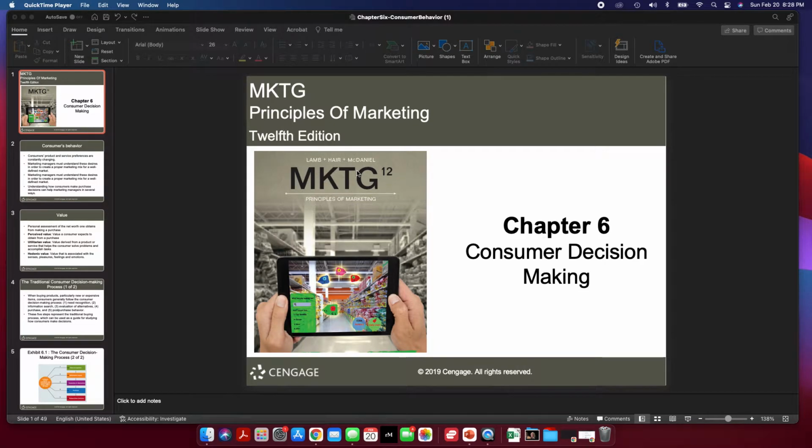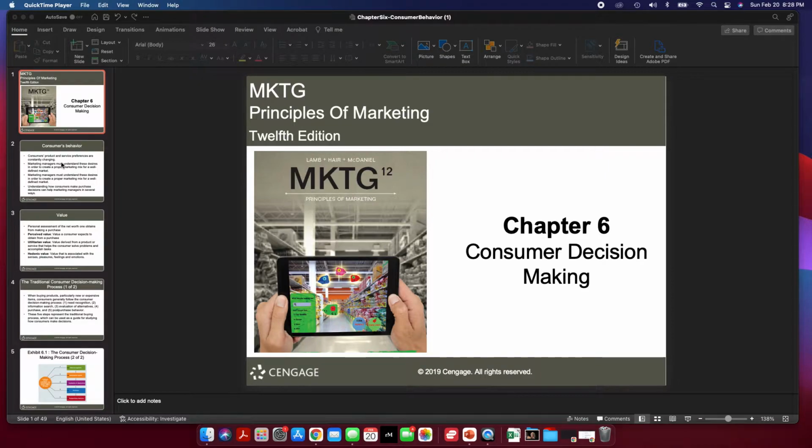Welcome to Chapter 6, Consumer Decision Making. So in Chapter 6, we're going to talk about the consumer decision process and how that affects not only marketing, the marketing mix, the product, price, placement, and promotion of your product or business.